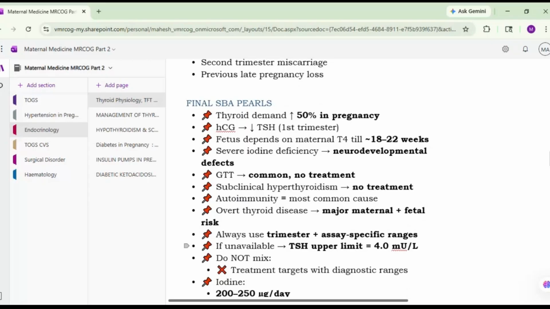From the examination point of view, we should remember there is an increase in thyroid hormone demand by around 50% in pregnancy. Normally, because of the hCG, there is a decrease in TSH levels in the first trimester. The fetus will depend upon maternal T4 until around 18 to 22 weeks of gestation. By that time, the fetal thyroid gland will become functional. Severe iodine deficiency may lead to neurodevelopmental effects. Gestational transient thyrotoxicosis is common but does not require treatment. Subclinical hyperthyroidism also does not require treatment. Autoimmunity is the most common cause.